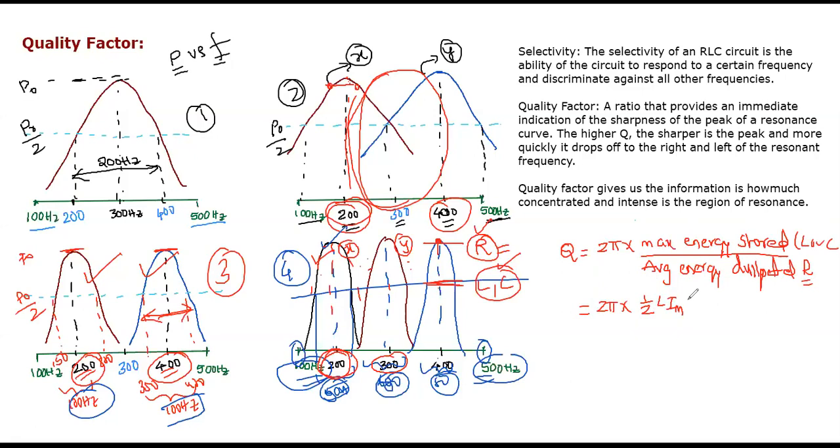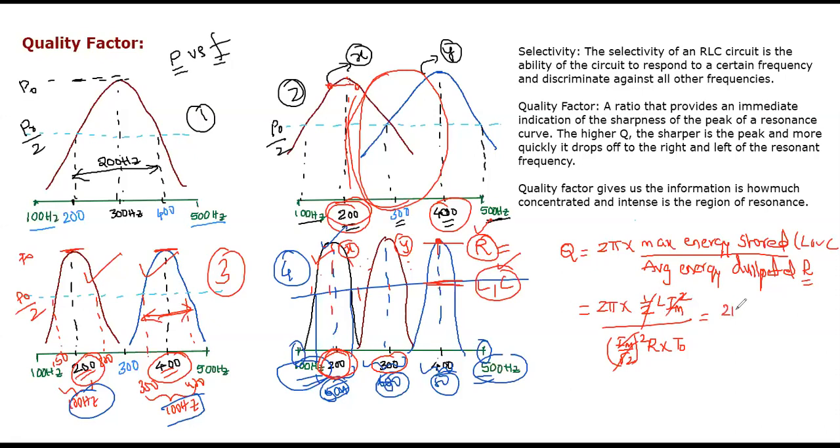Im square, with Im the maximum current at resonant condition, divided by the average energy dissipated. Average energy means the RMS value flowing through the circuit, that is I maximum by root 2 whole square into R. This is power, and average energy is power into the time duration, the resonant time period T naught. If you cancel, I square will get cancelled and the half also will get cancelled, since 1 by root 2 whole square means half.